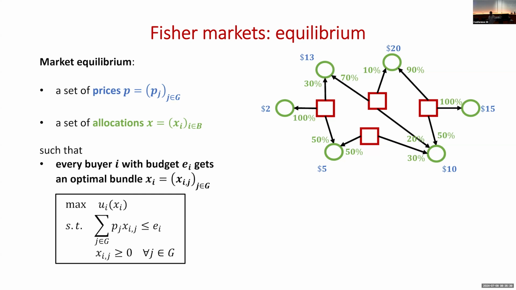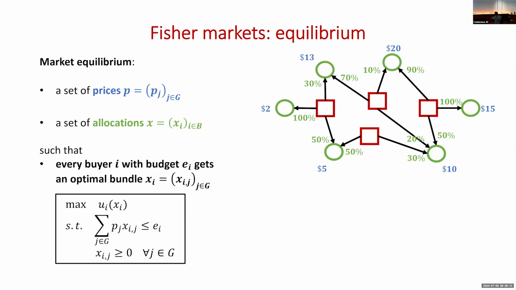p_j x_ij is the amount that she gives in order to buy x_ij amount of good j, and so the total amount that she gives is this sum. Therefore, she has to respect this inequality. Right? Okay. So this is an optimization problem that we give to the buyer given some prices, and for this SPLC function that I just mentioned it is just an LP that she can solve in polynomial time.